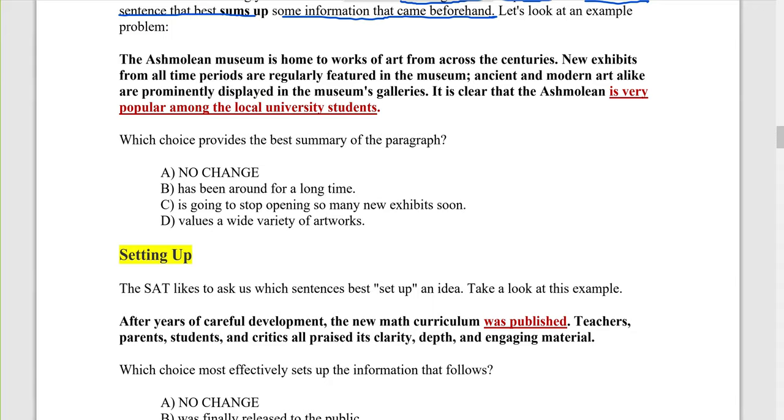Again, the Ashmolean Museum is home to works of art from across the centuries, throughout times, okay? New exhibits from all time periods are regularly featured in the museum. We have got many exhibits from all time periods, okay? From the 19th, 18th, 15th century, okay? Ancient and modern art alike are prominently displayed in the museum's galleries. It is clear that the Ashmolean is very popular among local university students.